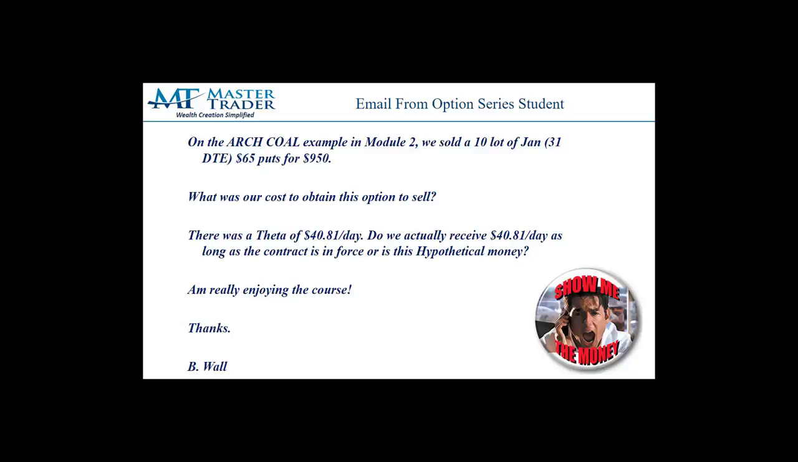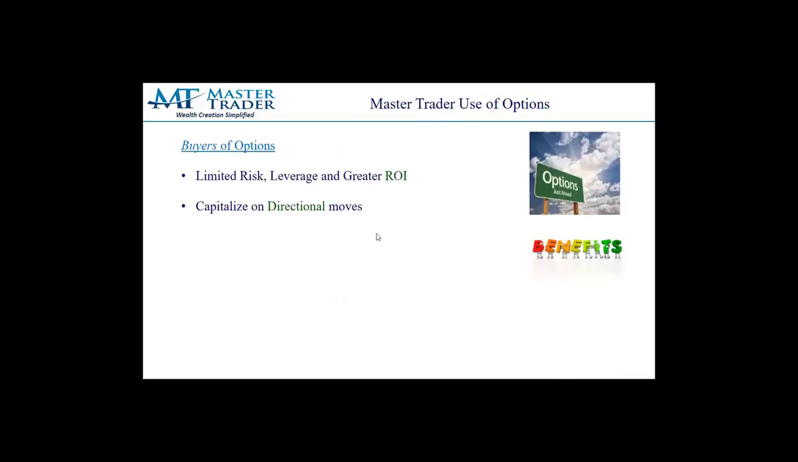This was an email I got the other day which prompted me to prepare this lesson for us today. It's one of our students in the options strategy series for investors and traders. There was an example where we sold a 10 lot of some out-of-the-money puts for $950. Mr. Wall is asking about the cost to put this on, the theta decay, the maximum gain. We're going to come to that at the conclusion of today's lesson. But let's first have a little review of the importance of this topic.